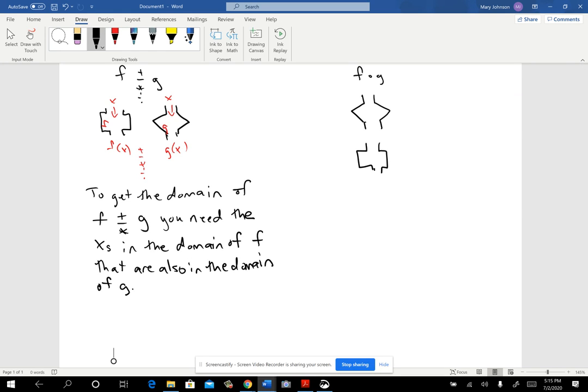So you need the domain. Let's use a capital D to stand for domain. So if we need the domain of either f plus, minus, or times g, it's going to equal the domain of f intersected with the domain of g. Might be a brief way we could say that.